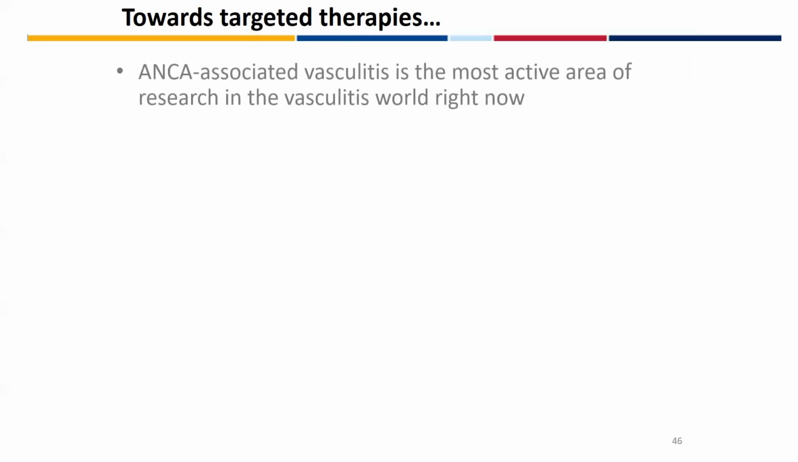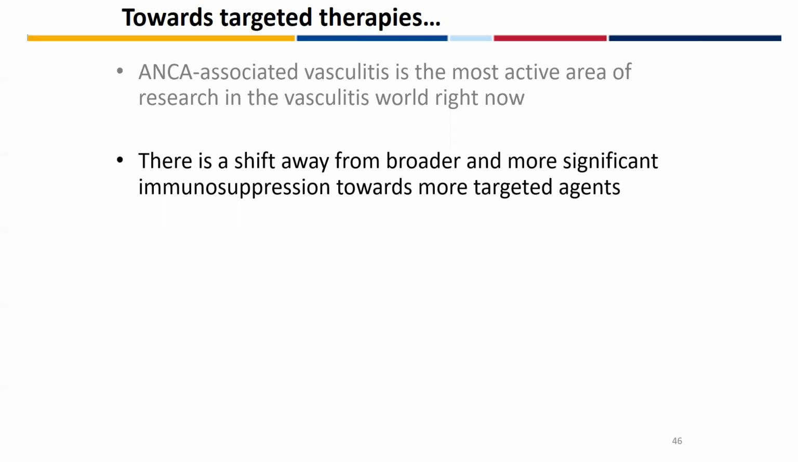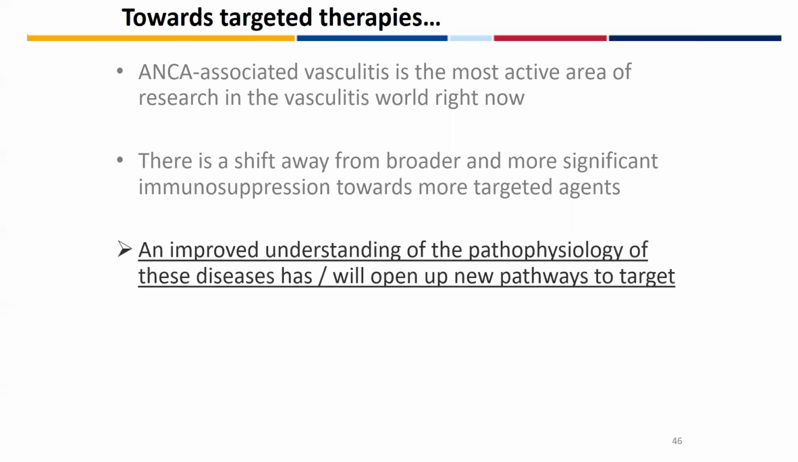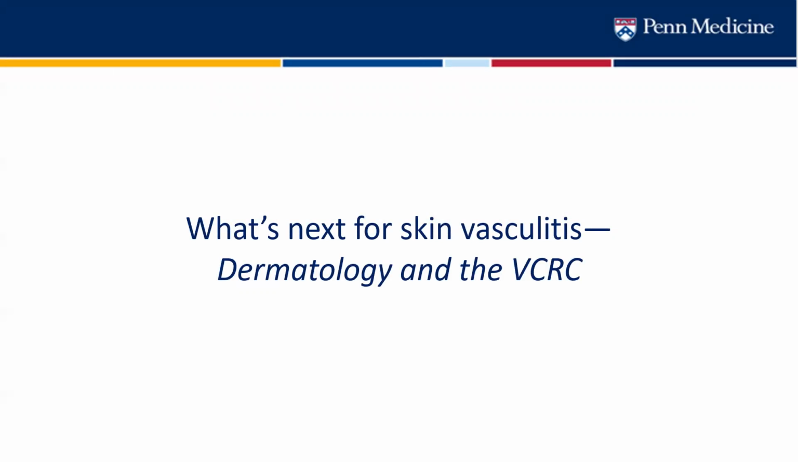So ANCA-associated vasculitis is, and has been for a while, the most active area of research in the vasculitis world right now. If I had to show you a snapshot of what's happening in the broader world of vasculitis, this would be it. And I think what we can glean from this and take back to us in derm is that there's really this shift away from broader, more significant immunosuppression and towards more targeted agents. An improved understanding of disease pathophysiology has already and will continue to open up new pathways to target. So that brings me to talk about what's next for skin vasculitis, speaking specifically about dermatology and the VCRC.